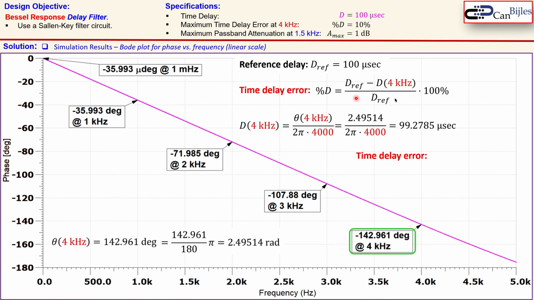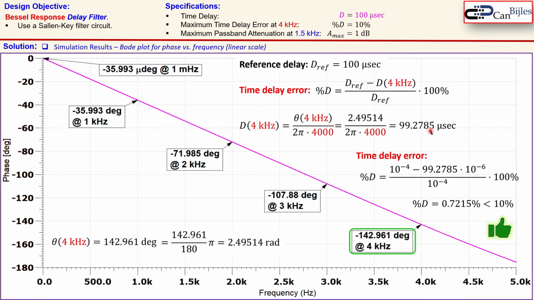So let's do that now using this formula, because now we have all the elements in order to calculate this. We have here 10 to the power minus 4, which is 100 times 10 to the power minus 6. This is actually our reference time delay. We have here the value we just determined from the simulations, and now we have a percentage error in the time delay of almost 0.72%, which is much smaller than the 10% that we want as maximum. So that's indeed according to specifications. This is indeed as we wanted.